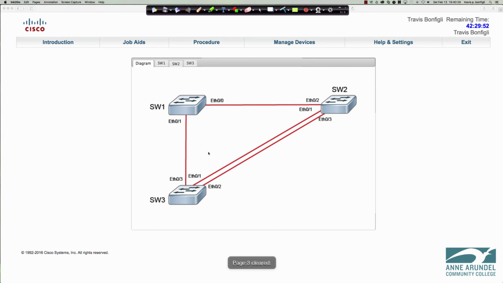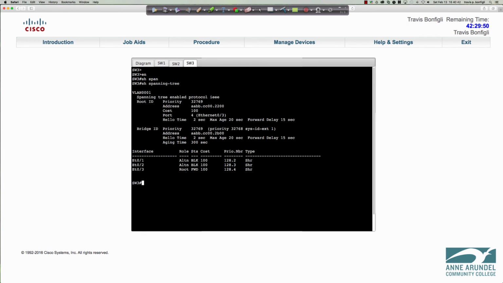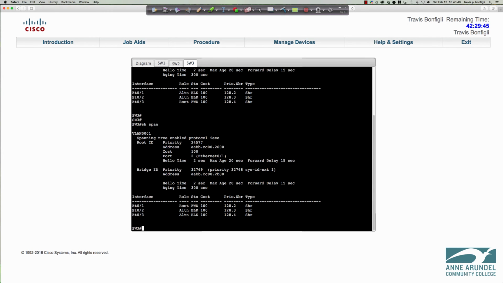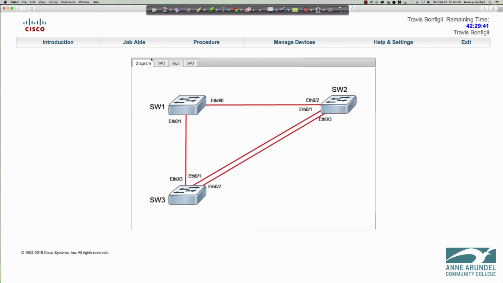So let's clear the screen here. Let's jump into switch 3. And if we were to say show spanning tree right now, you can see that Ethernet 02 and 03 are both blocking, right? So 03 was on this side. He lost out between switch 1 and switch 3, and 02.